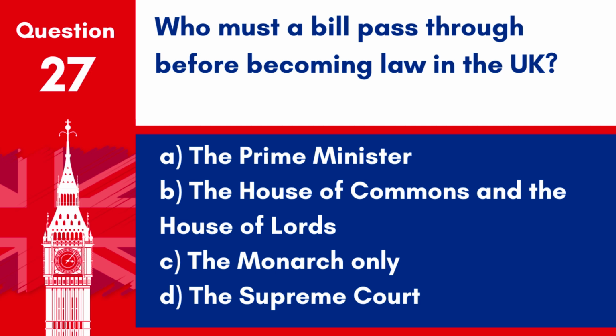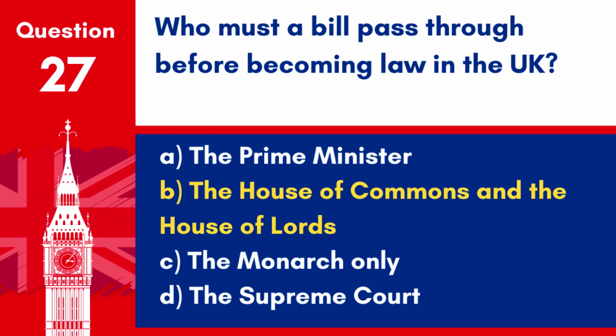Question 27. Who must a bill pass through before becoming law in the UK? A. The Prime Minister. B. The House of Commons and the House of Lords. C. The monarch only. D. The Supreme Court.